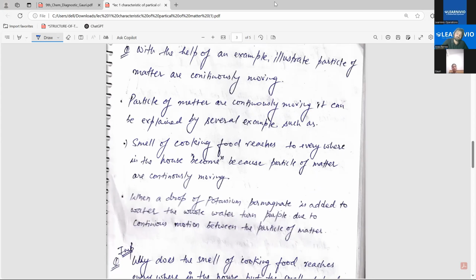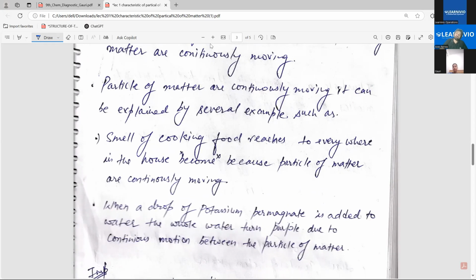Have you noted up to here? Gauri, up to where have you noted? There are several examples such as... write down the examples now. Smell of the cooking food. Okay, sir.